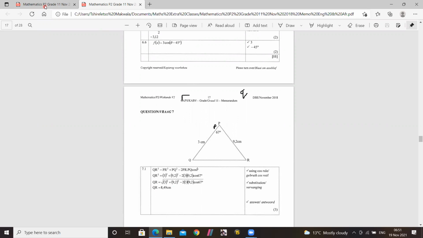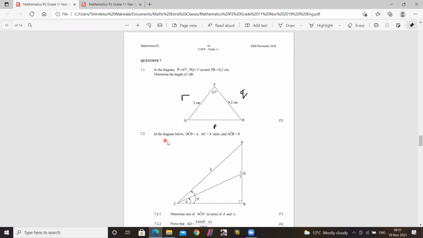Then going to the next one. So they will just use the cos rule here. So it's a matter of formulas here. Then go to the next one.